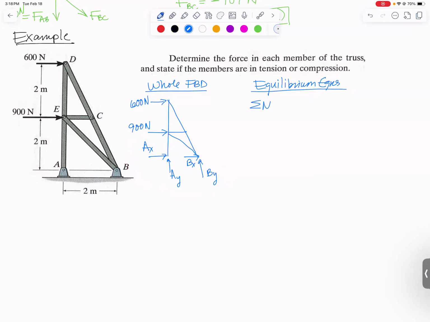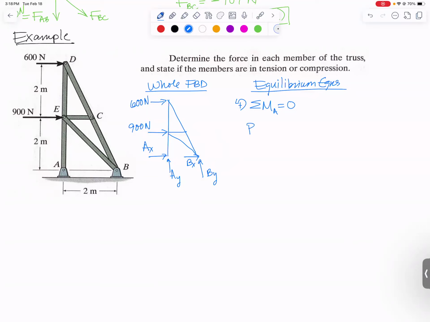So if we sum moments about either point A or B, I did point A in my notes. Moments all have to sum to 0. The forces at A do not cause a moment at A because they go right through point A and they have 0 distance. And actually BX, can you see that BX is lined right up with point A also? No perpendicular distance away does not cause rotation. So I'm only going to have BY, a distance away, causing counterclockwise rotation. My 900 and 600 newton forces will both cause clockwise moments.